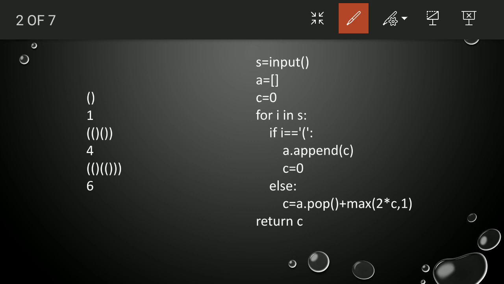Now what we are seeing, a is equal to our stack. Our stack is like this. This is our stack, which is your a, with indices 0 1 2 3. Now c equals 0, c is one variable to count. For i in S, that is, i will be considered. For example, if we take this one, i goes one by one in this string.